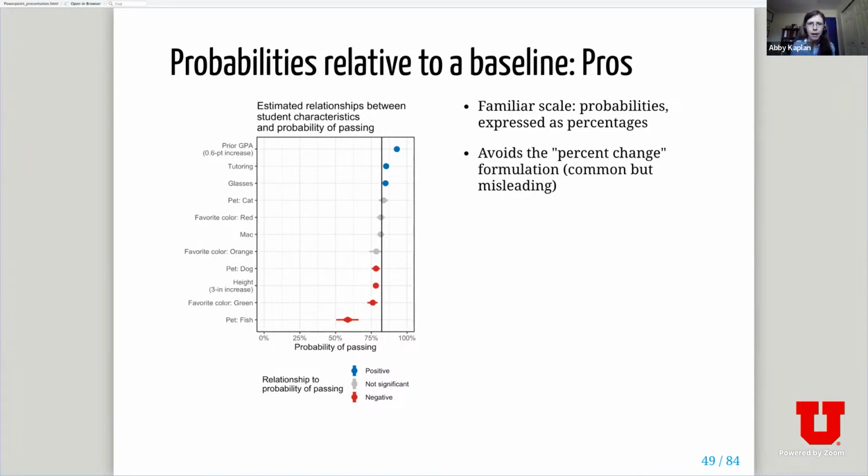It's commonly done, but I find that it's either misleading or not enough information, right? If you say this tutoring program increased students' probability of passing by 50%, does that mean that students went from 2% chance of passing to 3%? Or does it mean they went from 50% chance of passing to 75%? Both of those are 50% change, but those situations are very different, and your stakeholders probably care about the difference between those things.